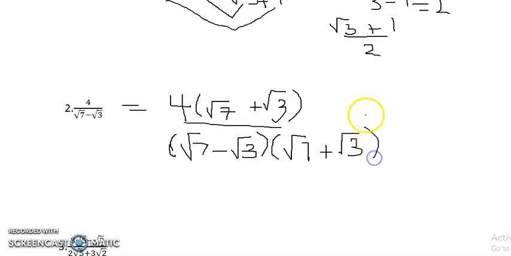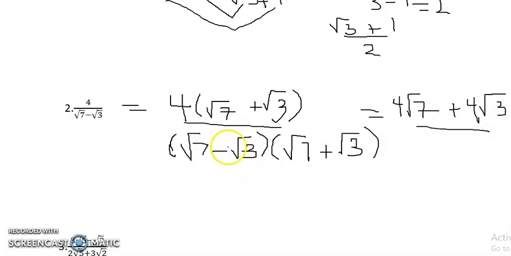What do we get? We will get our answer to be 4 root of 7 plus 4 root of 3 all over what? So then we do 7. This will be root of 7 multiplying root of 7, we get 7, minus, then this root of 3 times root of 3, we get minus 3, so we get 4. Our answer here is 4. You can work out the missing steps.